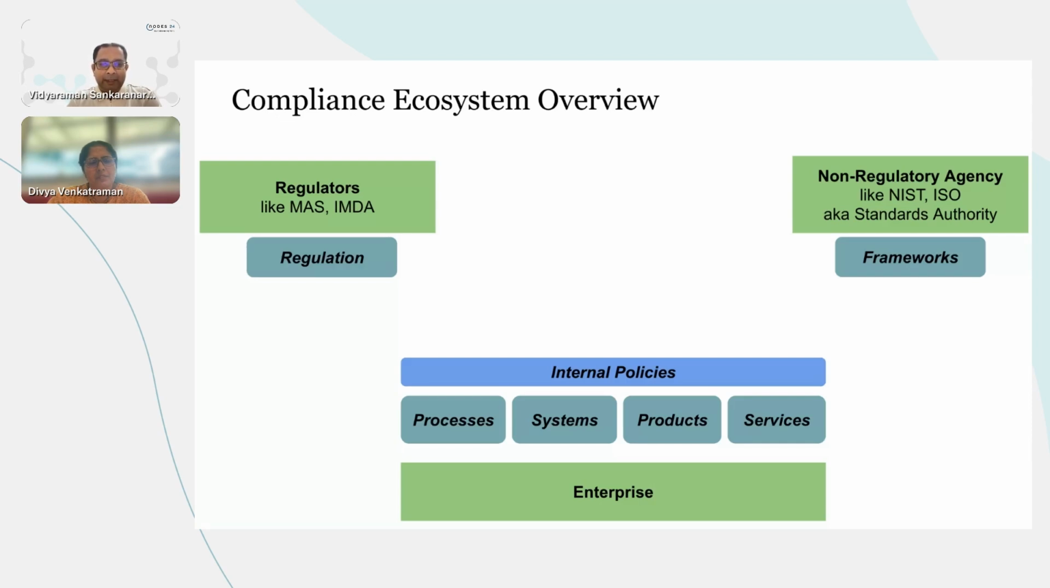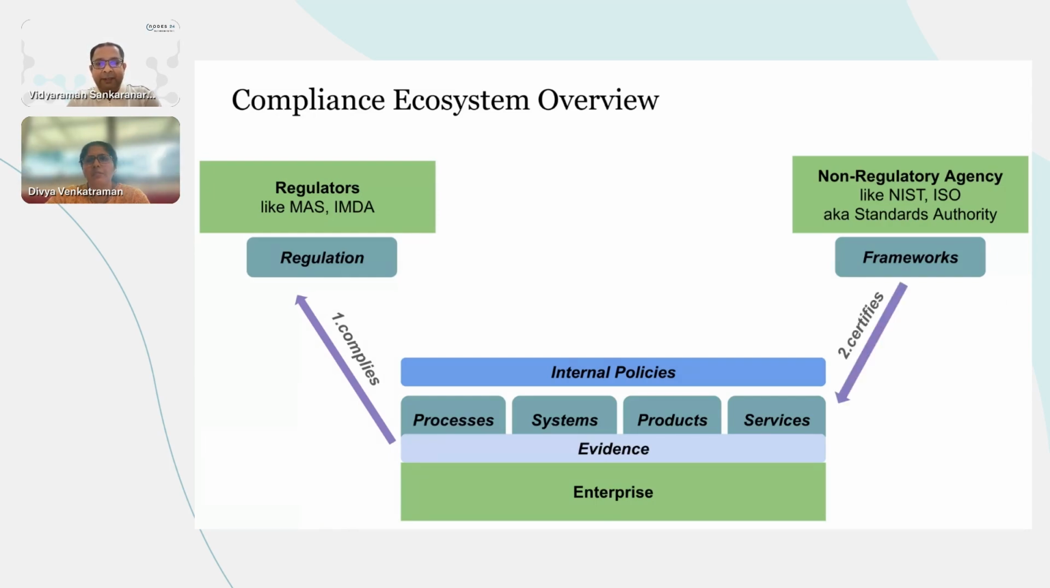Now, the enterprise is supposed to be complying with the regulation, and as a consequence of that, they produce what are called evidence documents in order to validate or prove that they comply with the regulation that the regulator has published. On the right side, we have frameworks which can be useful to certify if an enterprise is adhering to certain standards or certain requirements set forth in the frameworks.